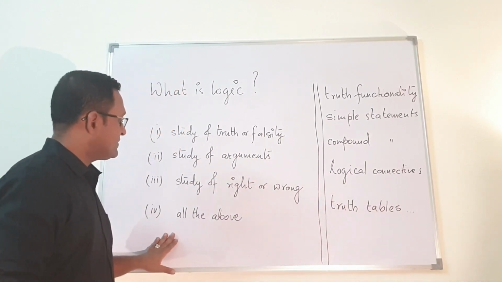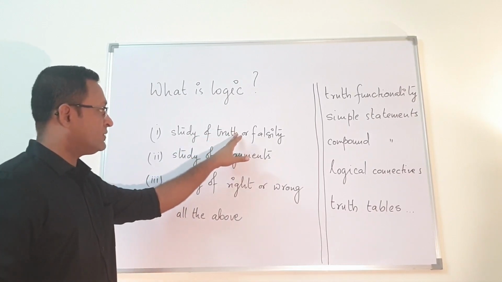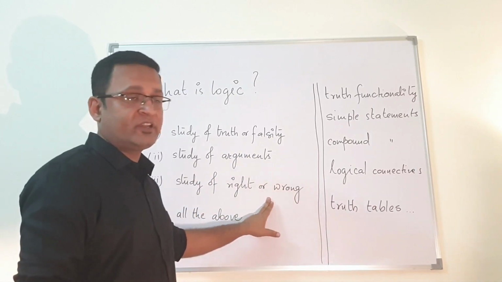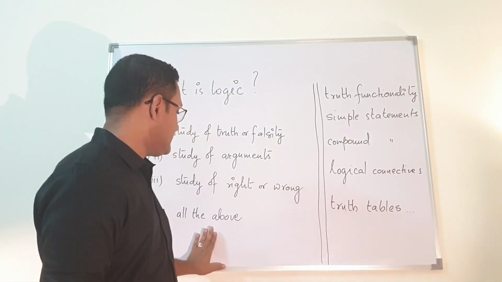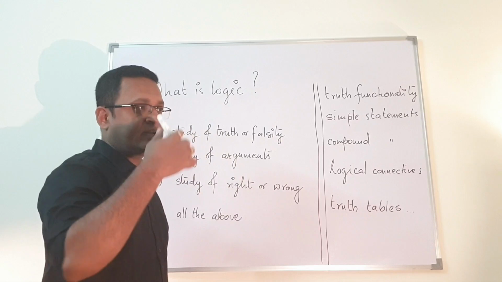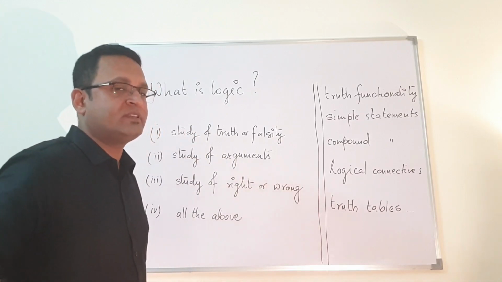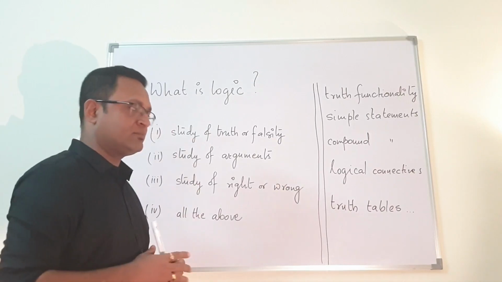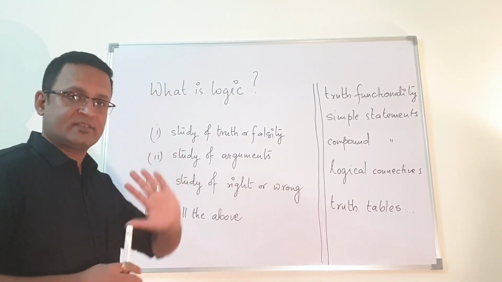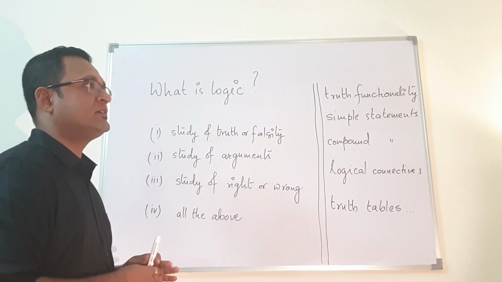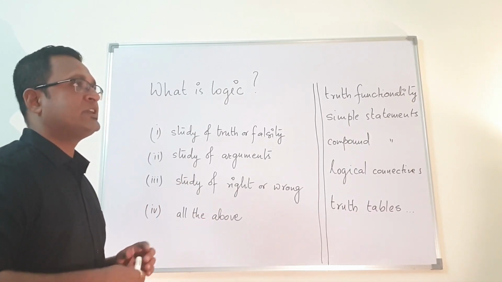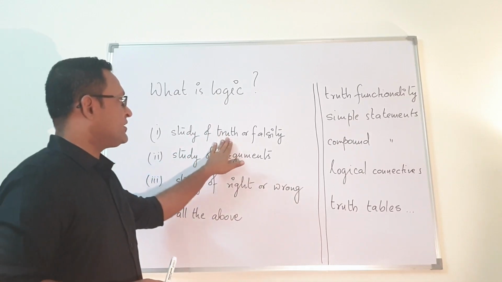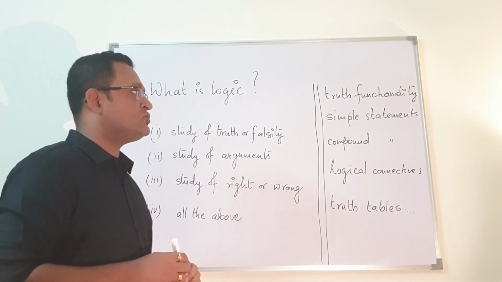Or it is all the above. That means option number 1, option number 2 and option number 3 all are correct. Therefore we are saying all the above. So I can give you a second to stop this video and check whichever answer you would like to click on. Now let us come to the answer. You can stop the video and come back to this part a little later so that you can check with my analysis. Logic is the study of truth or falsity. It is not the right option.